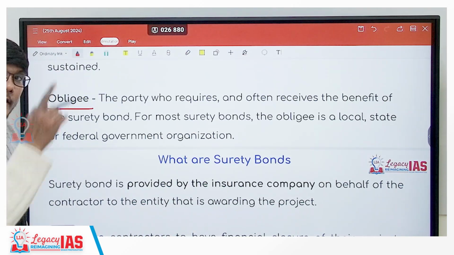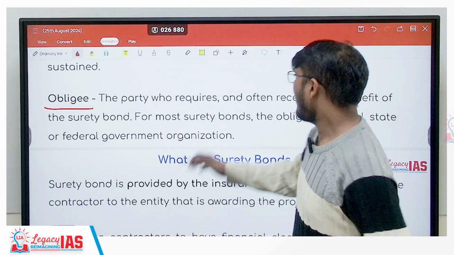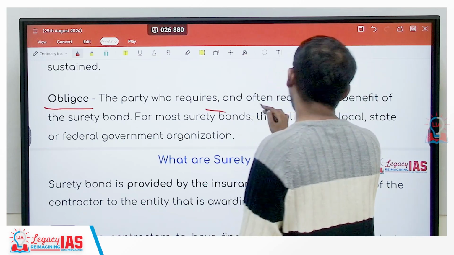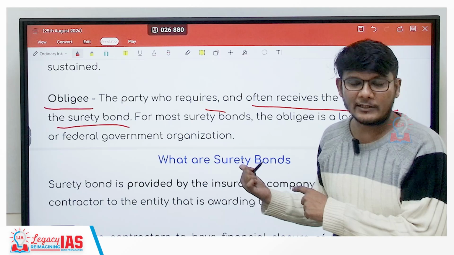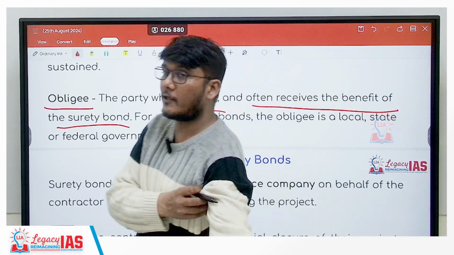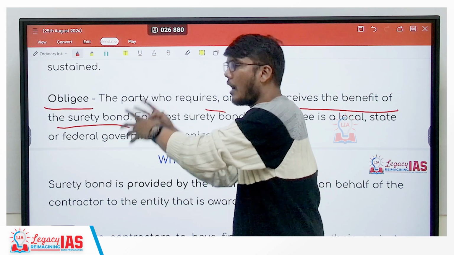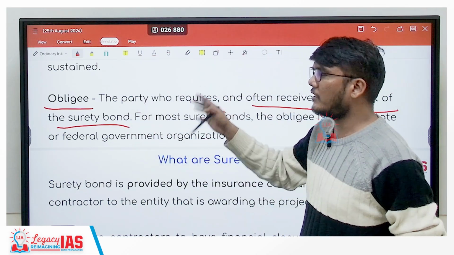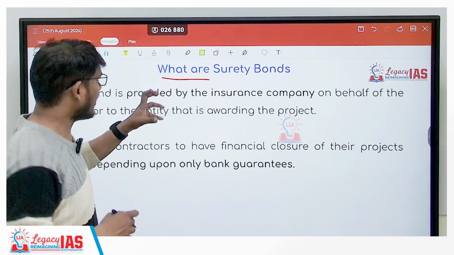Who required the surety? The government. So the government becomes the obligee here because they are the party that requires and often receives the benefit of the surety bond. If the contractor is not able to perform the task, the financial institution will give that particular amount to the government, who is the obligee. I hope that is absolutely clear. Let's look further into surety bonds.